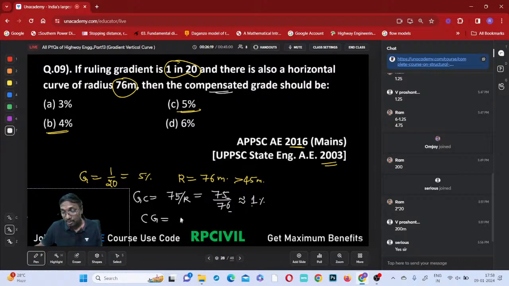Now tell me what is the compensated gradient? G minus GC. The original gradient is 5% minus the grade compensation of 1%. It is equal to 4%. Now what is the answer? Option B will be the correct answer, right? Yes, got it, understood. Very well done. Shall we move to the next question?